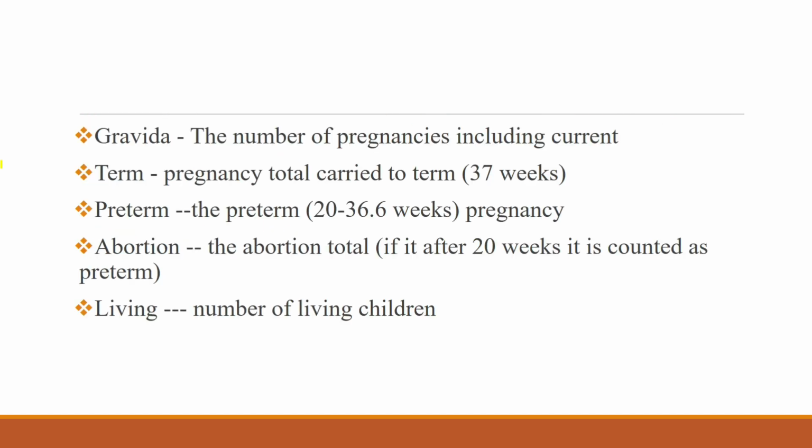So coming to the GTPL system, G for gravida, that is the number of pregnancies including the current. T for term pregnancy, that is a pregnancy carried to gestational week 37, completed 37 weeks. P for preterm, that is a preterm pregnancy, and it includes gestational period between 20 to 36.6 weeks. And A for abortion, the abortion in total. If the abortion occurs after 20 weeks, it is counted as preterm. And L for living, that is the number of living children.